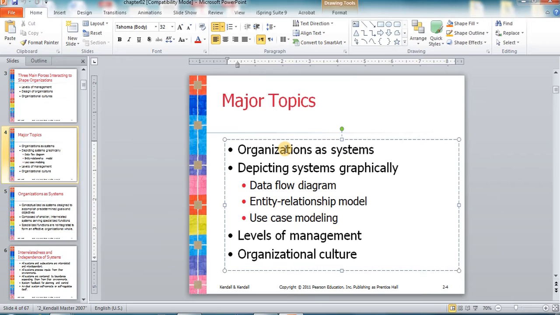Then we will talk about factors affecting the description of the system. When we depict the organization as a system, we will talk about what the factors are that will affect this description of the organization as a system. We will focus on two factors, which are the management levels inside the organization and the organizational structure, organizational culture.